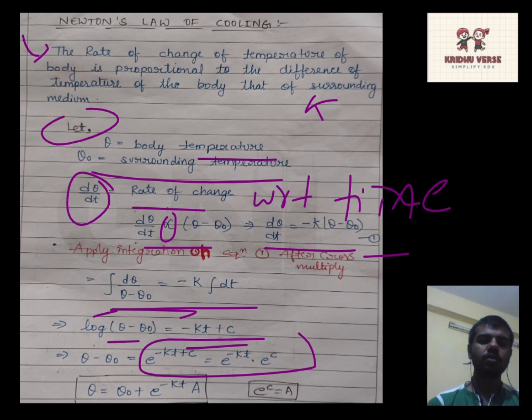So now theta equals theta naught plus e power minus kt times A. What we did is we moved theta minus theta naught to the other side. So theta equals theta naught plus A e power minus kt, where e power c we have taken as A.